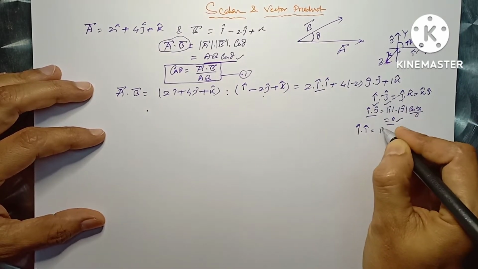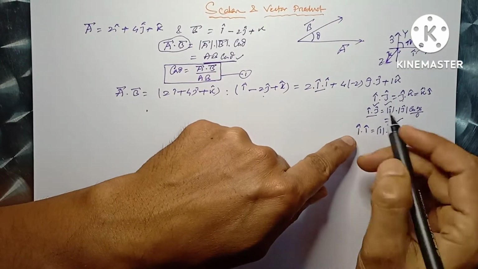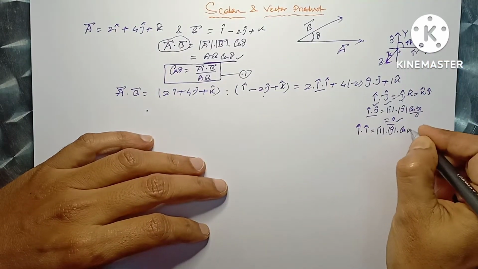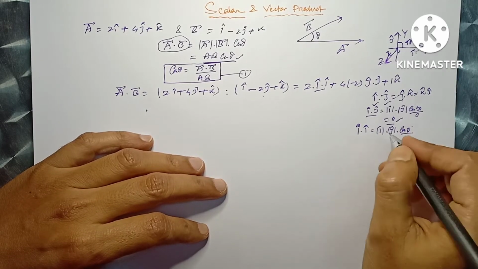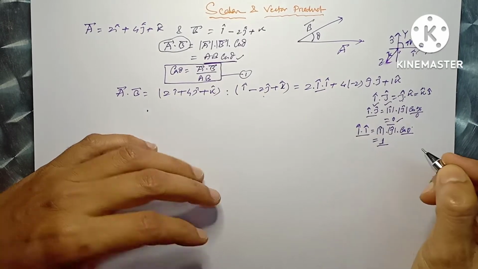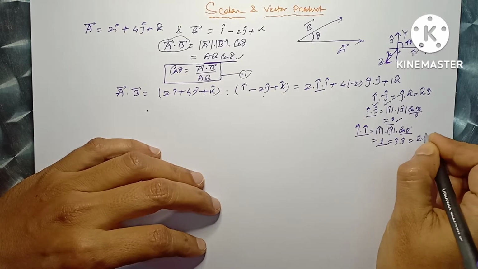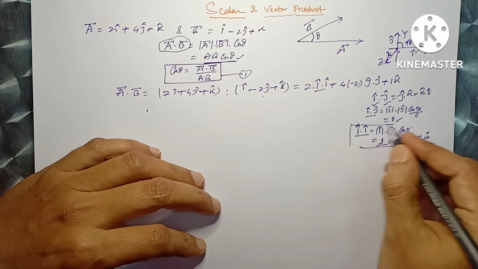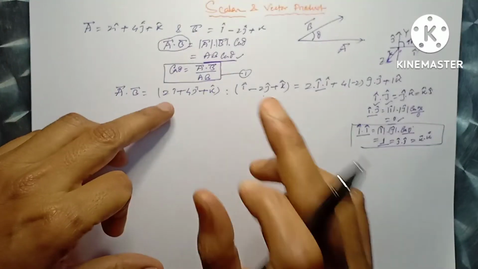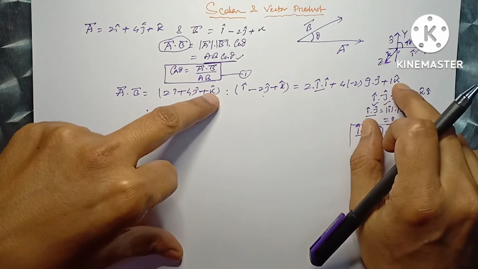And i cap dot i cap means mod of i into mod of i into cos of the angle between i cap and i cap. They are in the same direction, so the angle is 0 degrees, cos 0 degrees is 1, and the magnitude of a unit vector is always 1. So we can write i cap dot i cap equals 1, equals j cap dot j cap and k cap dot k cap. So remember this formula. We neglect i cap dot j cap, i cap dot k cap, all are 0. Only consider i cap dot i cap, j cap dot j cap and k cap dot k cap, which are never 0.